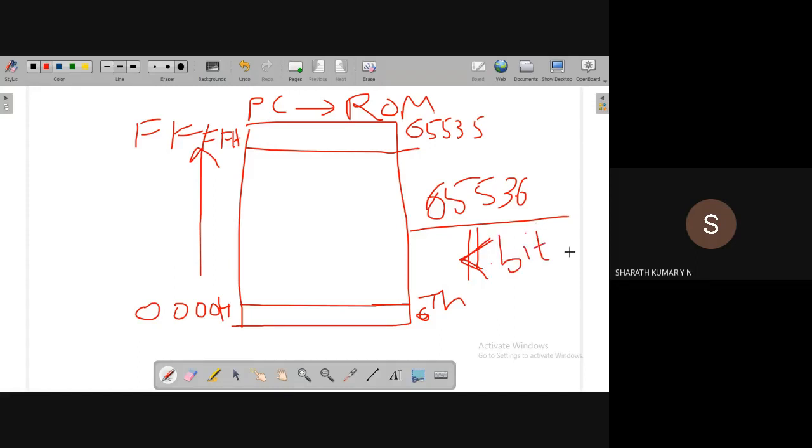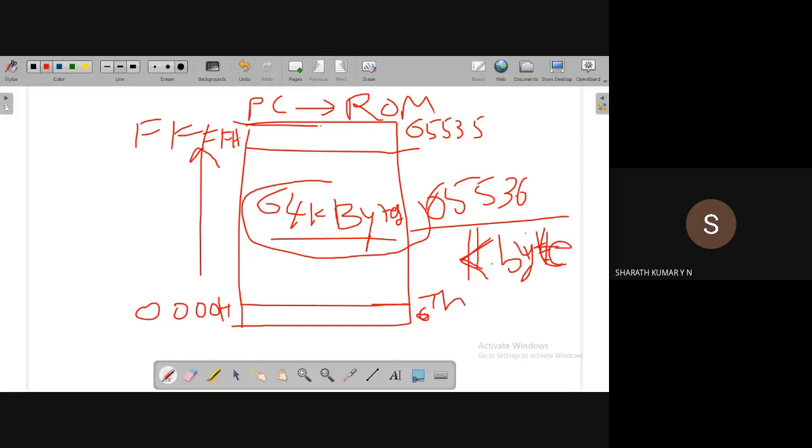In terms of kilobytes, is it byte or bit? Sorry, guys. In terms of kilobytes, we can represent this as 64 kilobytes. That means the program counter can access a maximum of 64 kilobytes. In terms of locations, it can access a maximum of 65,536 locations.